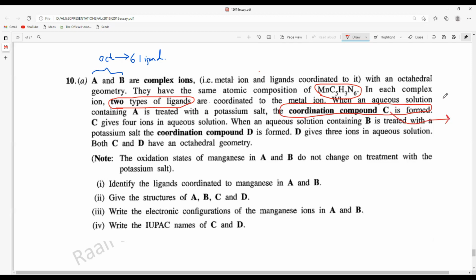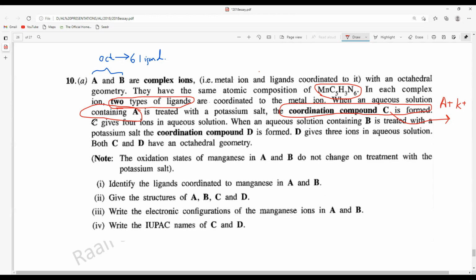So think about this. You have A, and you add a potassium salt, which gives K plus here. K plus should associate with compound A in aqueous solution. So this gives you the idea that A might have some sort of charge in its structure, right? Otherwise, how is this potassium going to combine and form this coordination compound C, which is a different compound?